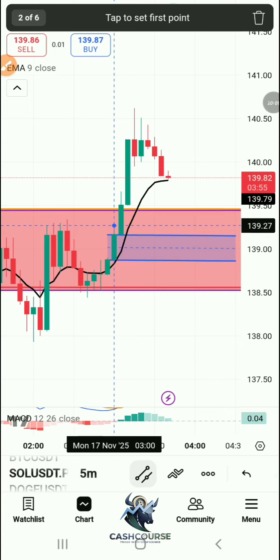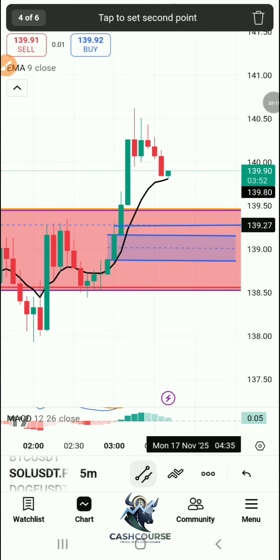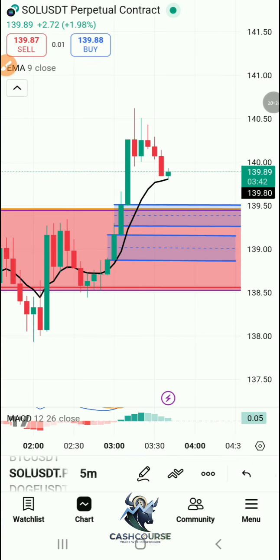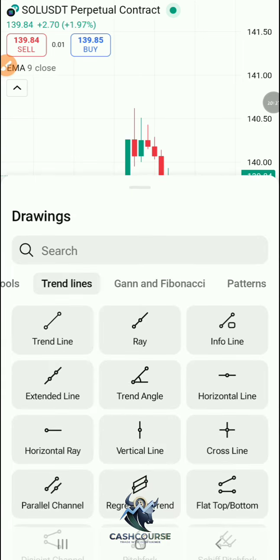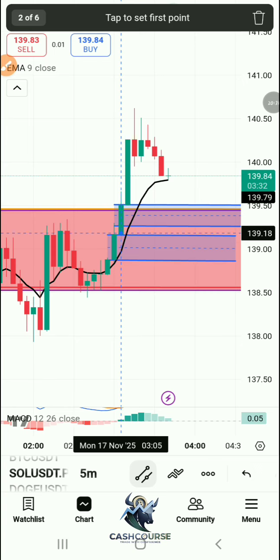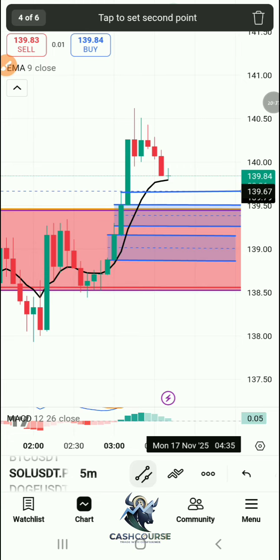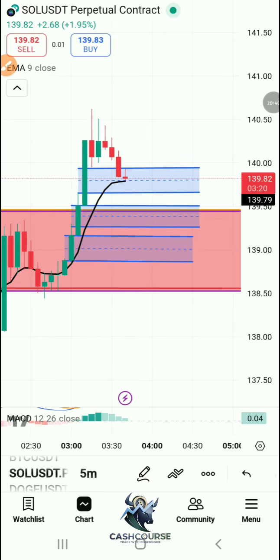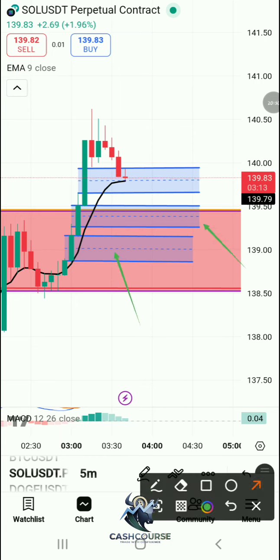This is the wick, and this is the last body, like this. So these are our fair value gaps, and there's another fair value gap again. Let me show you, which has already been mitigated by price. This wick, and this body, like this. So these are the three fair value gaps on this impulsive move, and this is our supply zone.